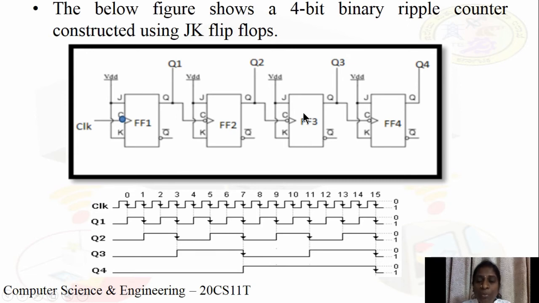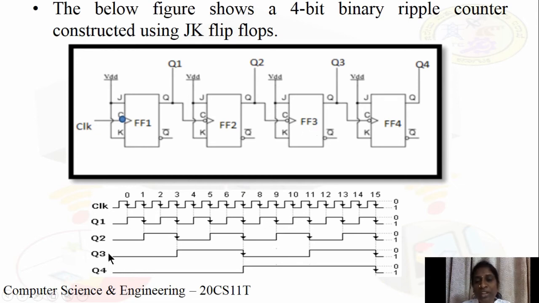Next, flip-flop 3 will change its state whenever the clock input from the previous flip-flop, flip-flop 2, is fed to it. The Q2 output will act as the clock input for flip-flop 3. Then flip-flop 3 will change its state and we get the values of Q3. Only the Q2 value will be fed to flip-flop 3.